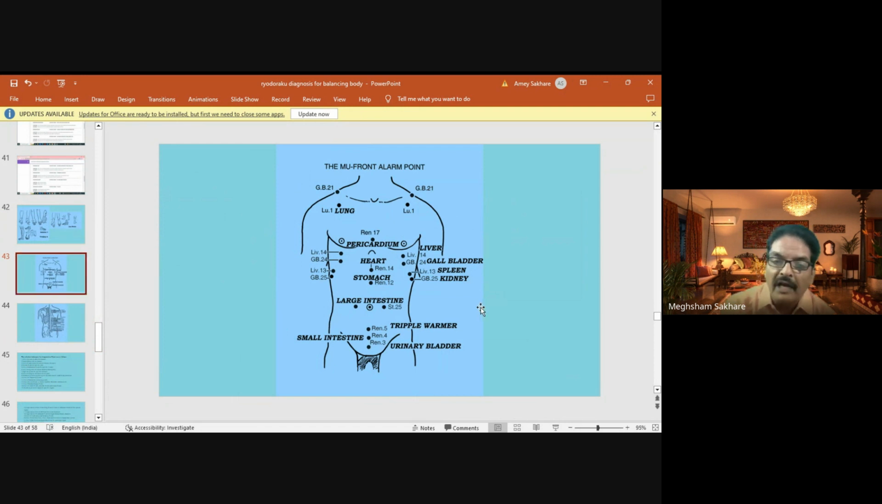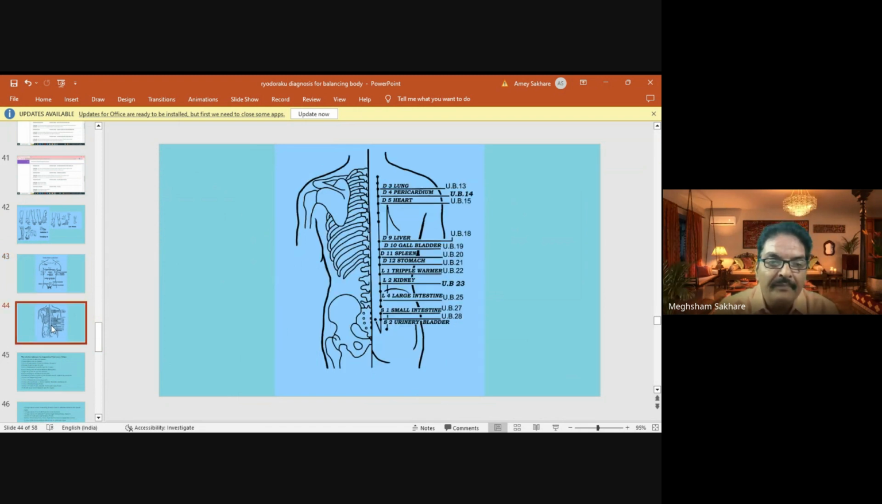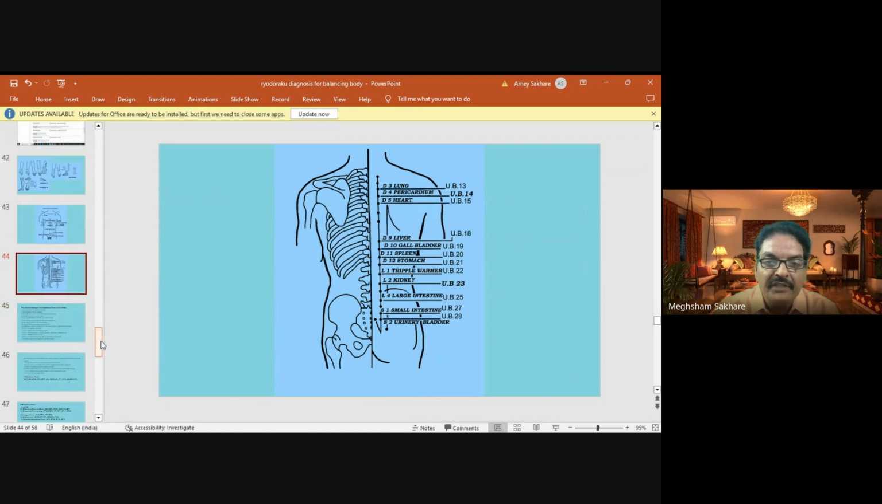For heart deficient or tonification, use REN 14. For pericardium, use REN 17. For large intestine, use stomach 25. And Back Shu points are the same. If there is deficiency in liver, use liver UB18 at the ninth dorsal vertebra. With this chart, you can use.